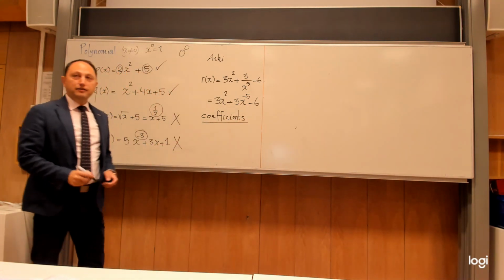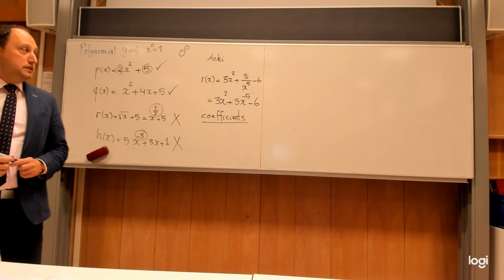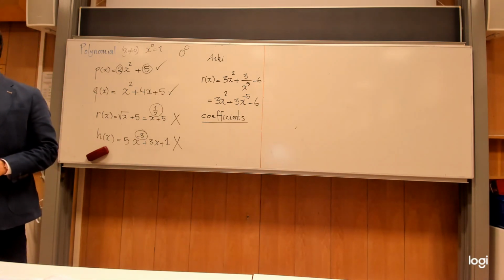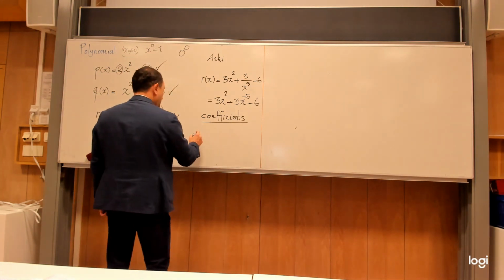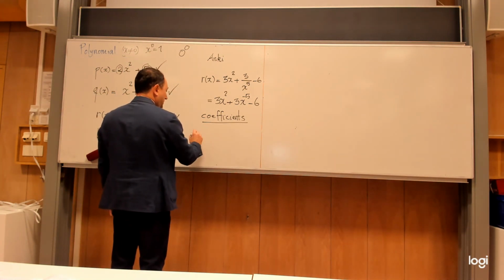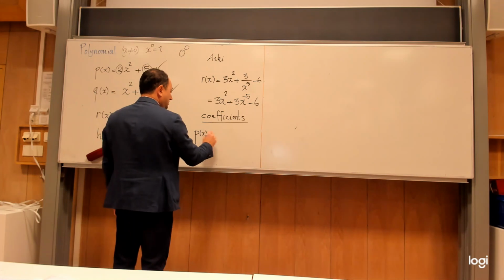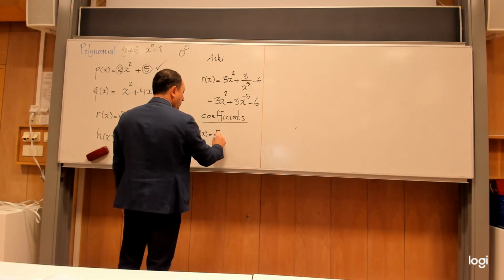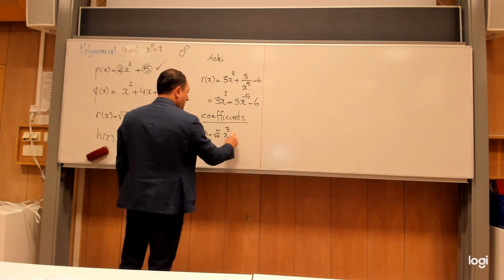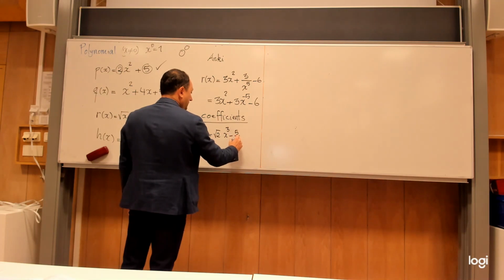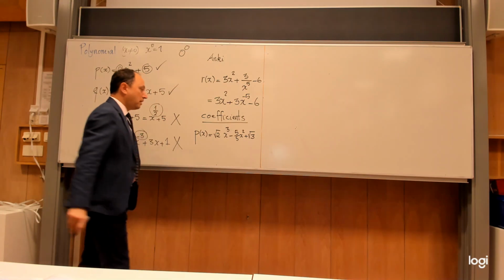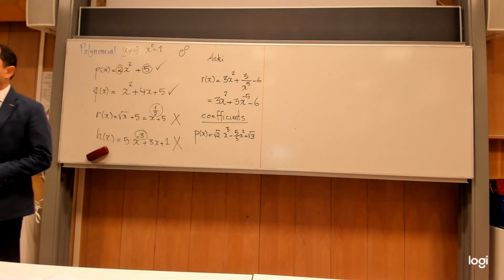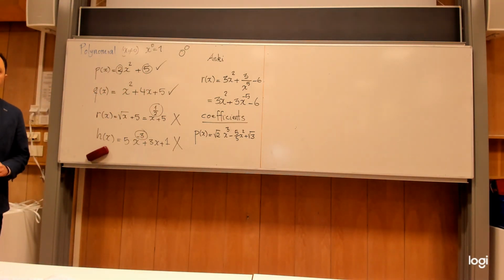I do not have any limitations at all on coefficients. Coefficients can be whatever they like. For example, do you think that this is a polynomial? So let me just repeat the name p here. P of x is equal to square root of 2 x to the power of 3 minus 4 over 5 x to the 2 plus square root of 3. Is that a polynomial? Yes, that's a polynomial.